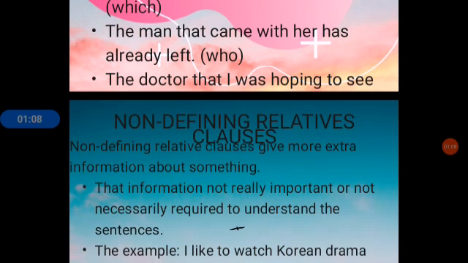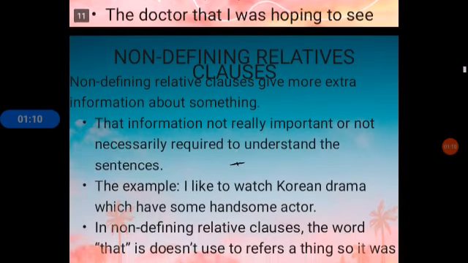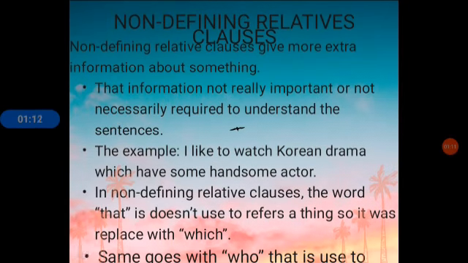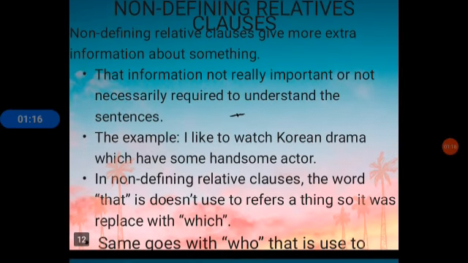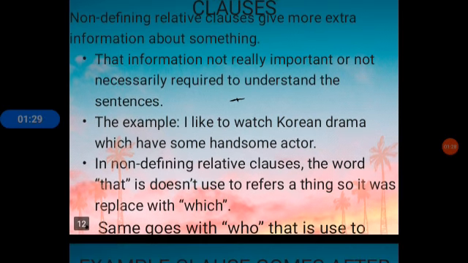The second one is non-defining relative clauses. Non-defining relative clauses give extra information about something. That information is not really important or not necessarily required to understand the sentence. For example, I like to watch Korean drama which has some handsome actors. In non-defining relative clauses, the word that is not used to refer to a thing, so it is replaced with which. Same goes for who.